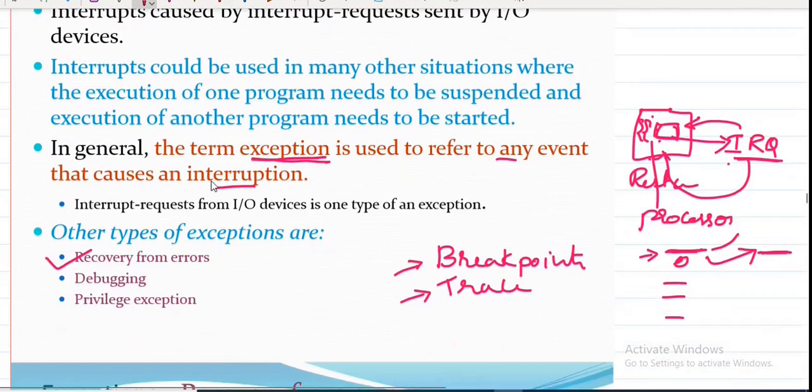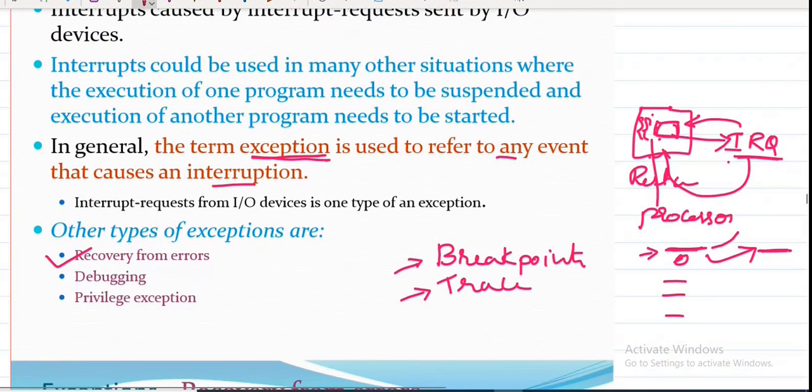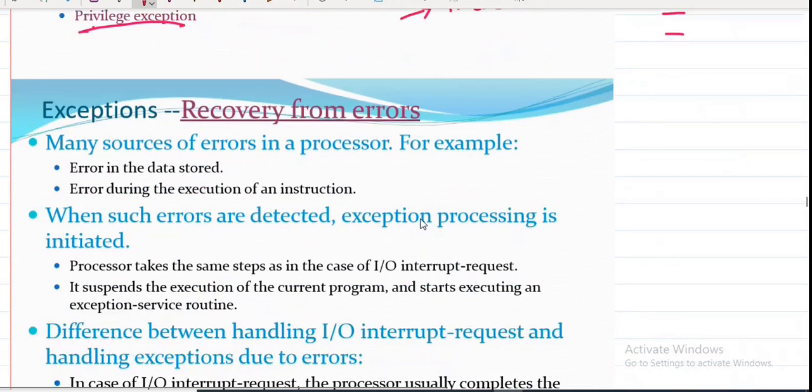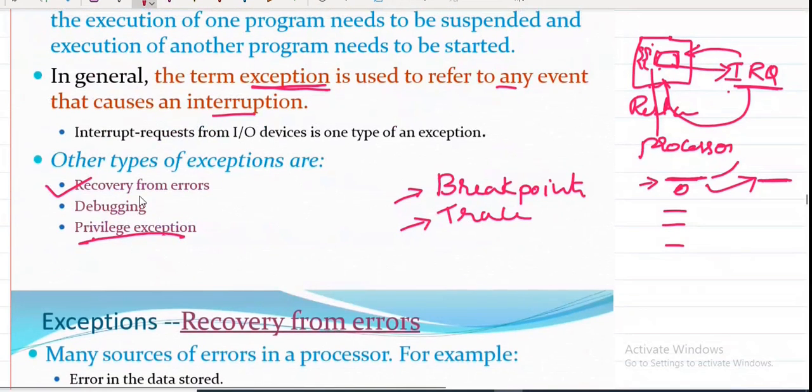So there are mainly three types of exceptions. One is recovery from errors, the second is called debugging, and the third we call privileged exception. If you attended the previous class, maybe you came across this privileged exception I explained. Now I'll explain it once again. We'll discuss how these three different types of exception work.